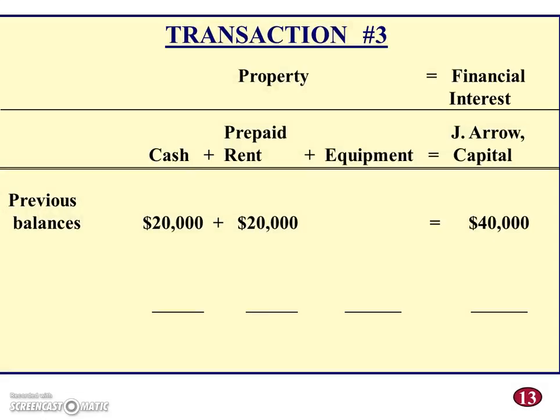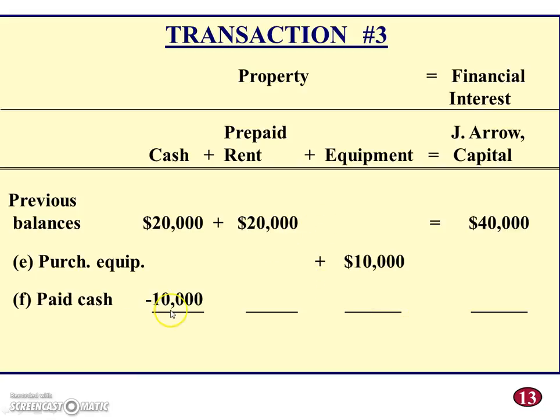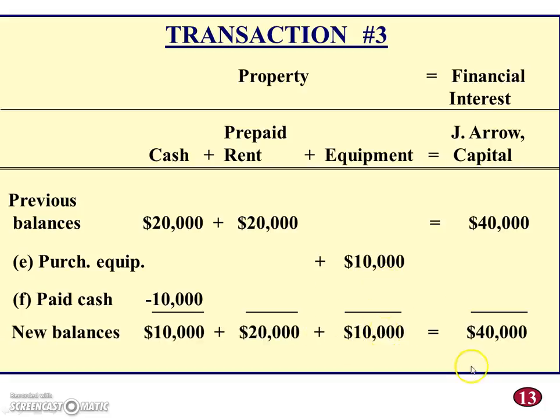So now let's take a look at the value of the business. So before there was 40,000, and then he used 20,000 to pay rent. 20,000 left. And there's 40. This he's done. He's taken 10 in cash and bought equipment. So the value is still 40,000. 40 and 40.